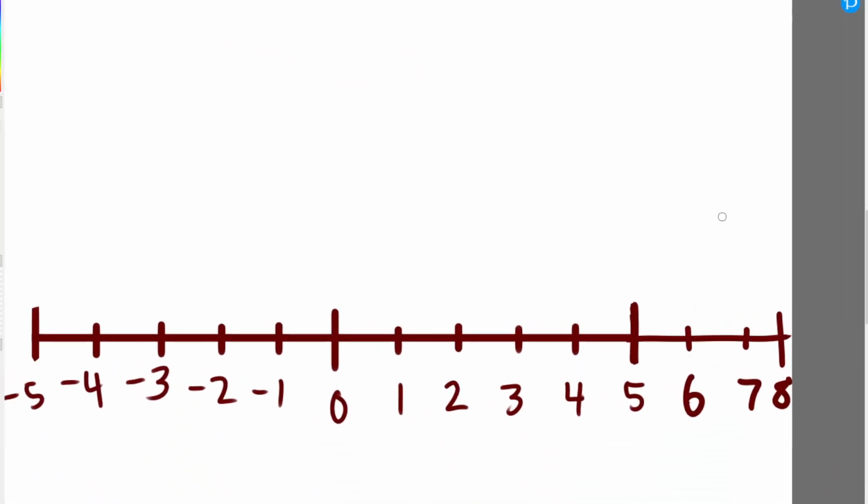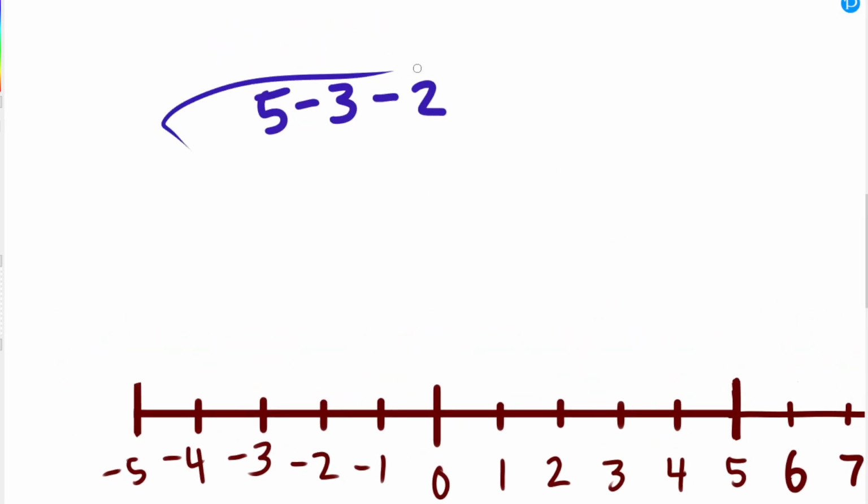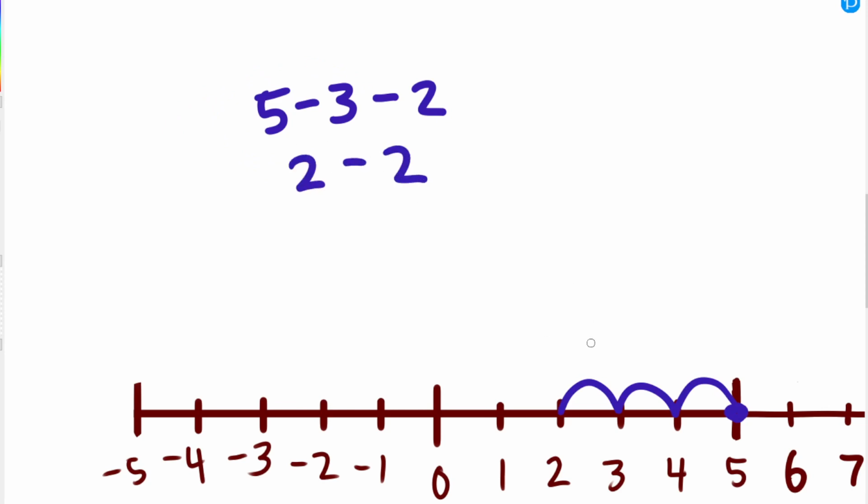Now, what if you have something like 5 minus 3 minus 2? You can just go left to right. So what is 5 minus 3? Well, we start at 5, we go down 3, 1, 2, 3. We have 2 now, 2 minus 2, go down 2 more. That's going to equal 0.